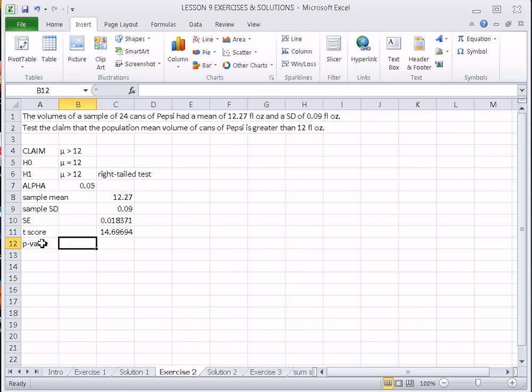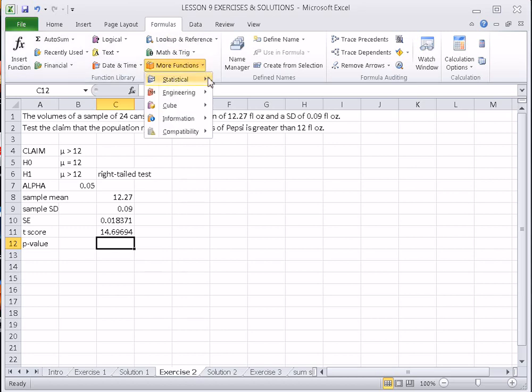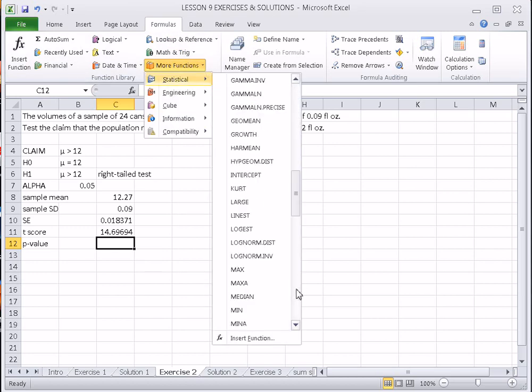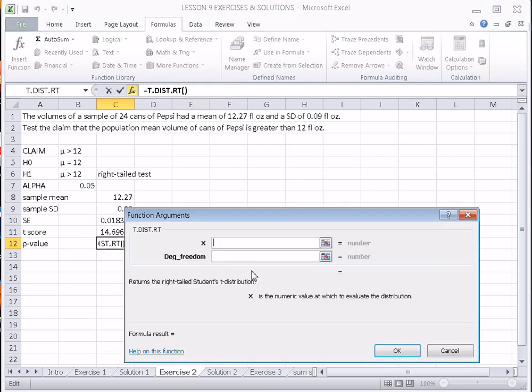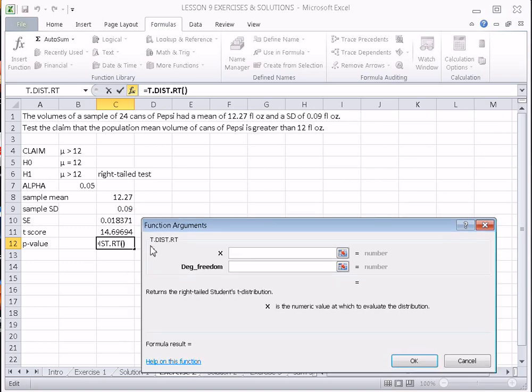So the p-value, this is a right-tailed test, so when we go to our formulas, statistical, we're going to use T.DIST.RT, the t-dist right-tailed. We use the t-score as our input. So the t-score is 14.696. The degrees of freedom is one less than the sample size. Our sample size is 24, so our degrees of freedom is 23.